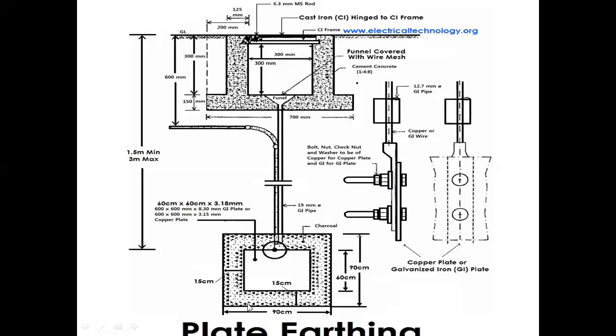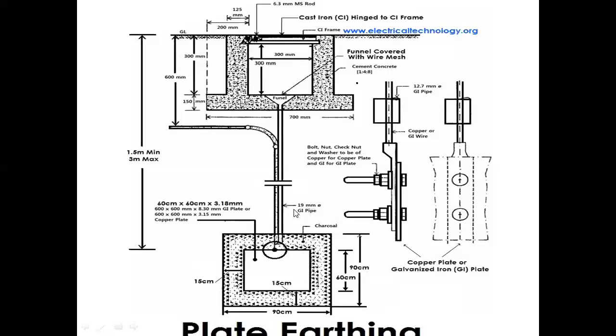And this copper plate should be embedded below the ground level, a minimum of 3 meters depth, and it may also be more based on the condition of the soil. Around the four sides of the copper plate or GI plate, a layer, a mixture of charcoal and salt, should be poured, which increases the earthing efficiency. The minimum thickness of the layer is 15 centimeters, which is mentioned here, 15 centimeters for all four sides.